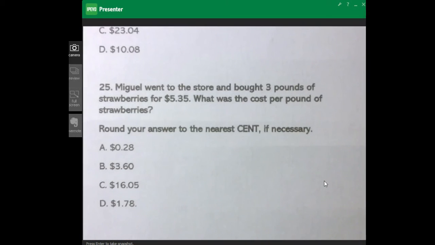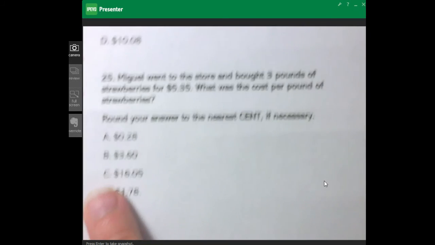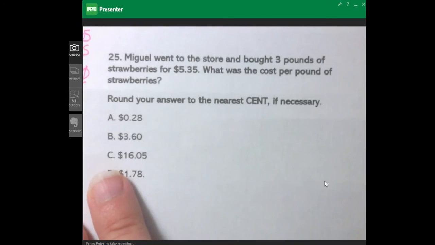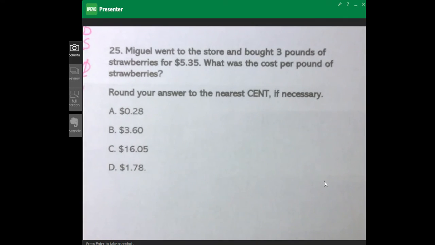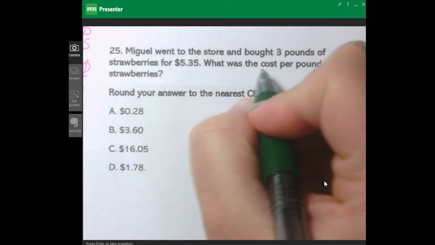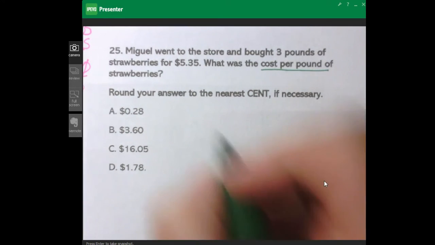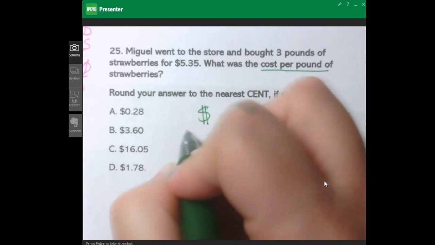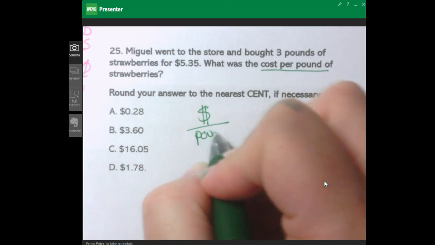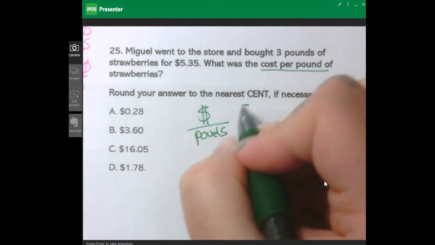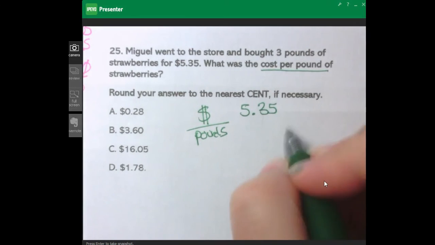All right, last question. Here we go. Miguel went to the store and bought 3 pounds of strawberries for $5.35. What was the cost per pound of strawberries? So we know that we're looking at the cost per pound. So I'm going to set up a ratio, my money and my pounds. So it was $5.35 for 3 pounds.